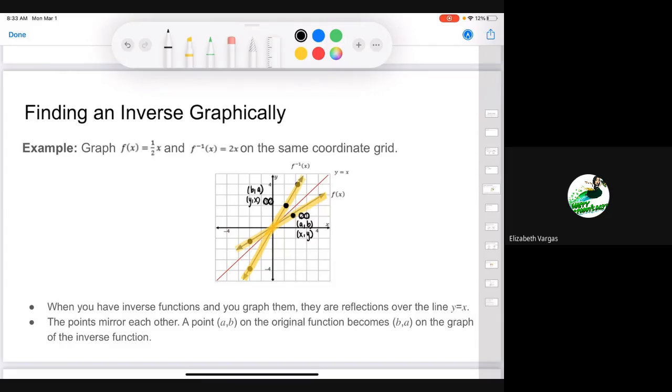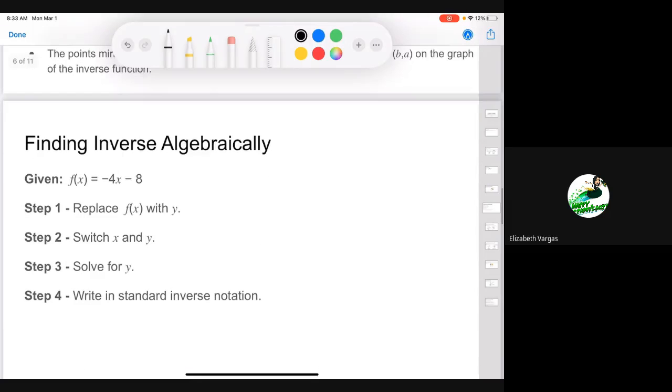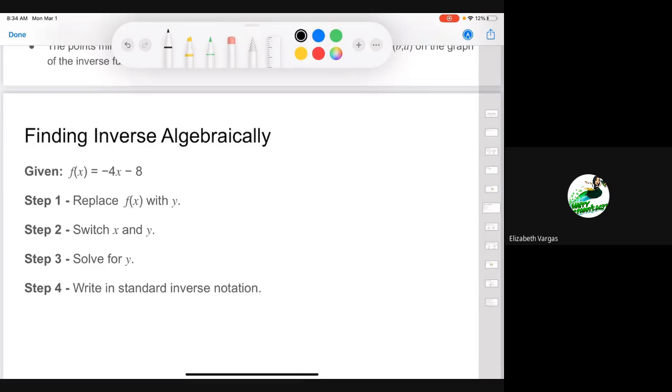Now we're going to find out, say we're given an original function like this, f(x) equals -4x minus 8. How will I get the inverse of f(x) on my own? Well, you're going to take the original equation, and what we learned is that f(x) is equivalent to y, so we can replace it with y, where y is our output.